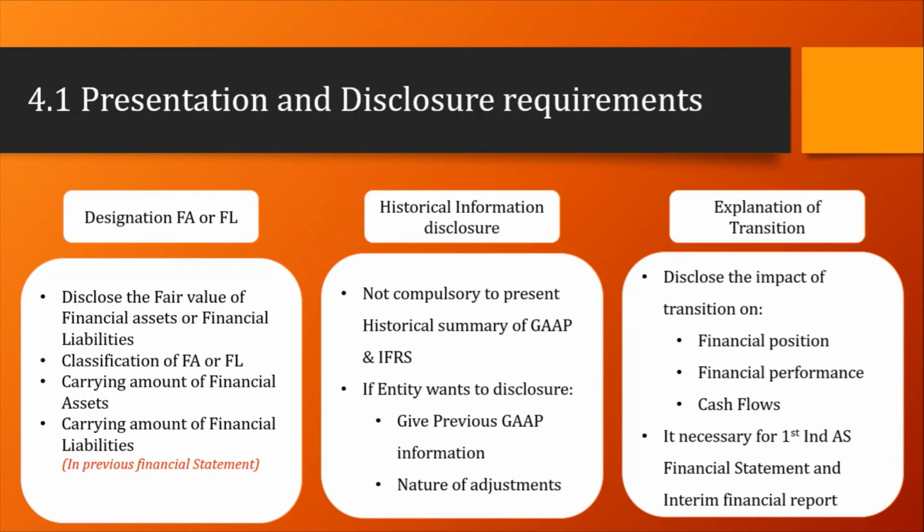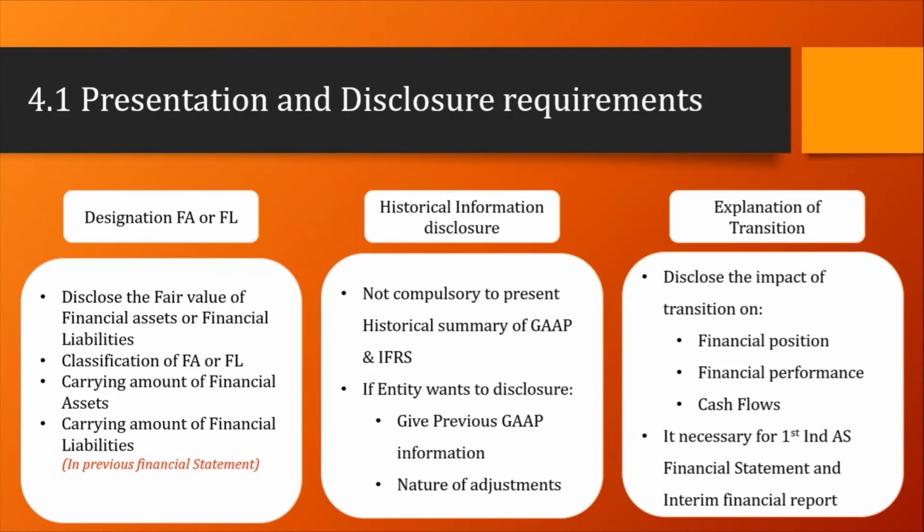Presentation and disclosure requirement, part 2. Here I will mention 3 different categories. First of all, designation of financial assets or financial liabilities. The undertaking has to disclose the fair value of the financial assets or the financial liability which is designated into each category at the date of designation.